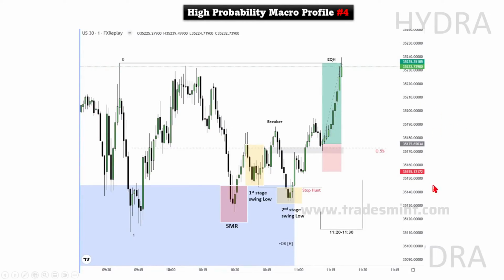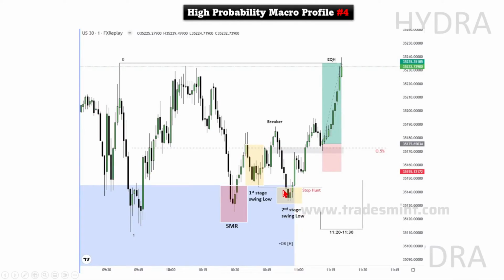Yes, so the second stage swing low is also happening inside our trend continuation macro. If you look at the time, here it's happening at 10:50 to 11:10. Do you remember 10:50 to 11:10? What is this? It's our trend continuation macro. Price is doing its thing here.